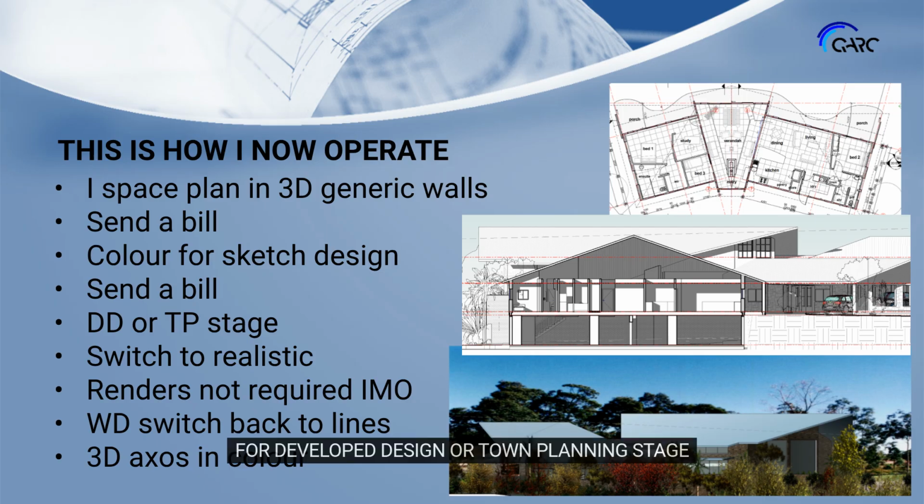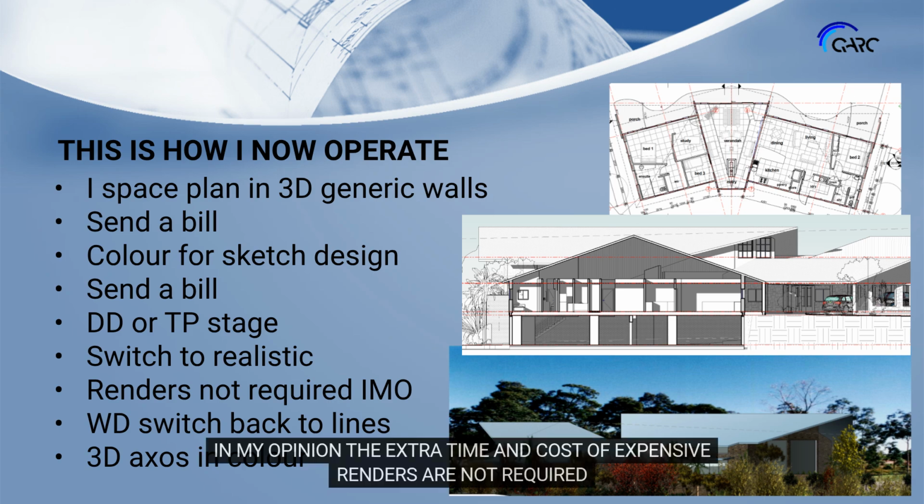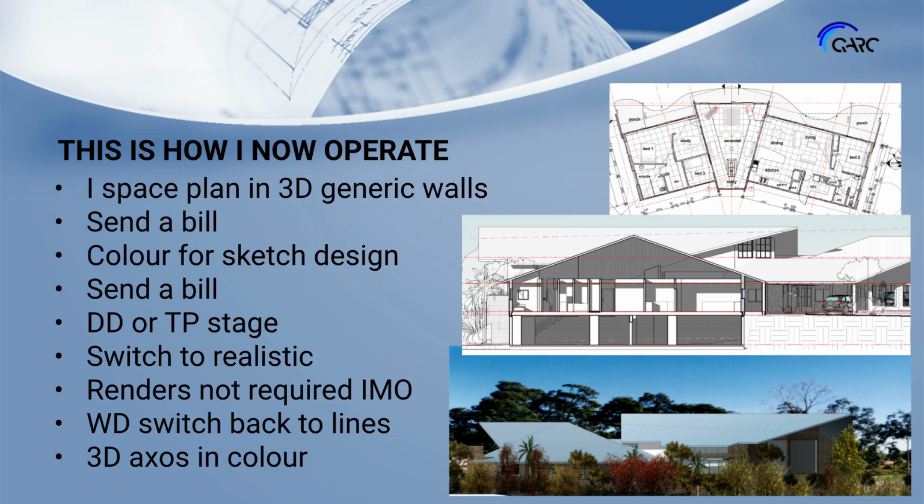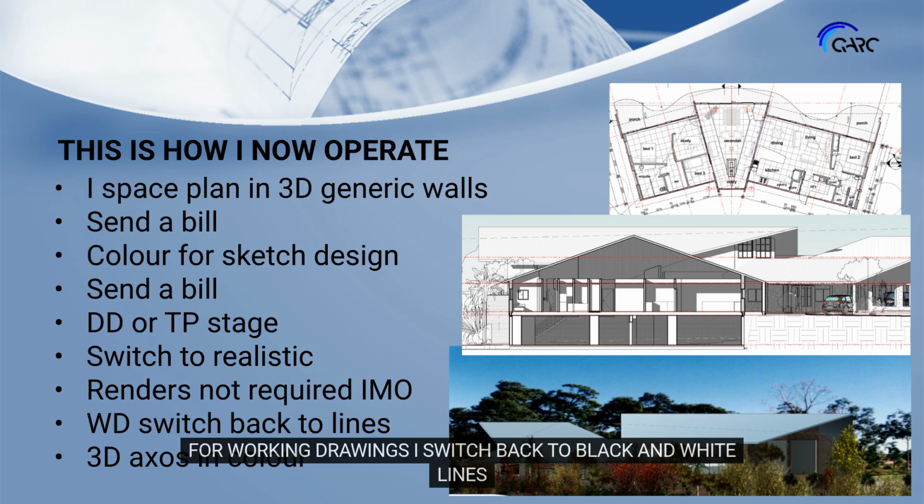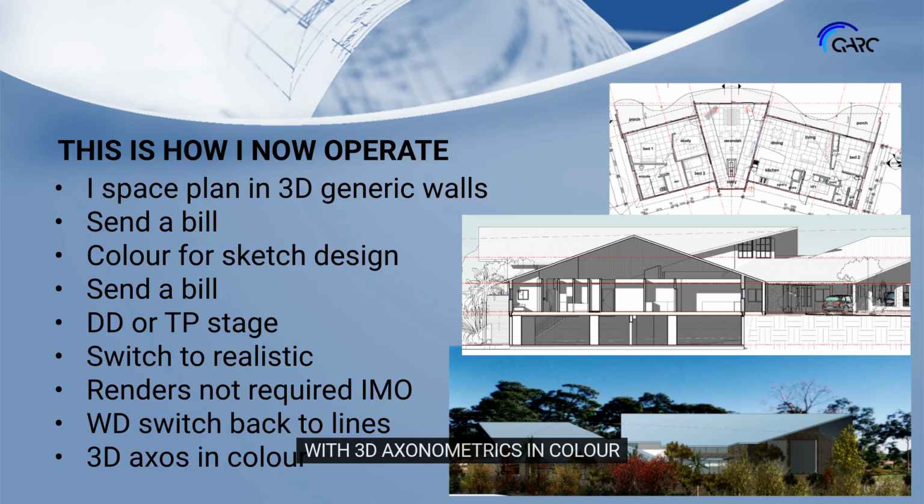For developed design or town planning stage, I change to a real wall type with required textures and colors all display well in realistic mode. In my opinion, the extra time and cost of expensive renders are not required unless you are paid extra. For working drawings, I switch back to black and white lines with 3D axonometrics in color.